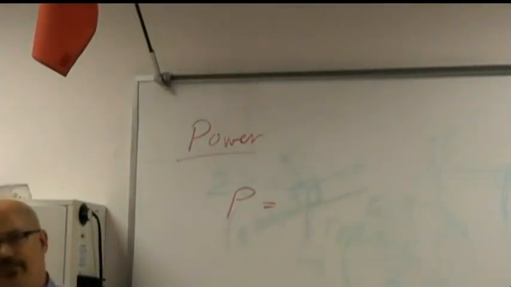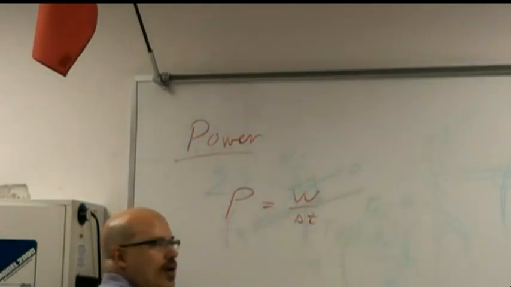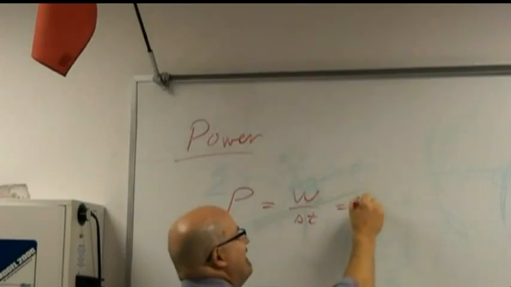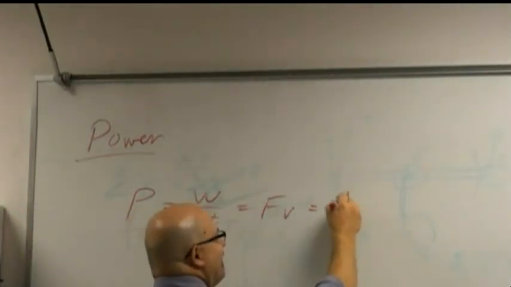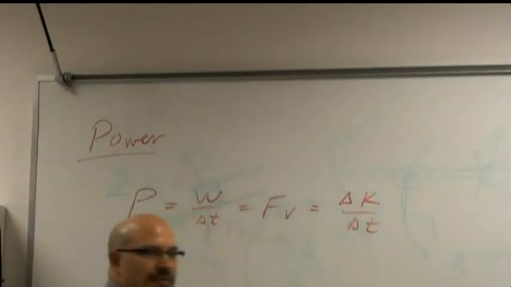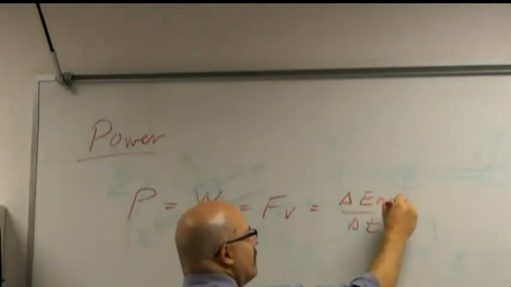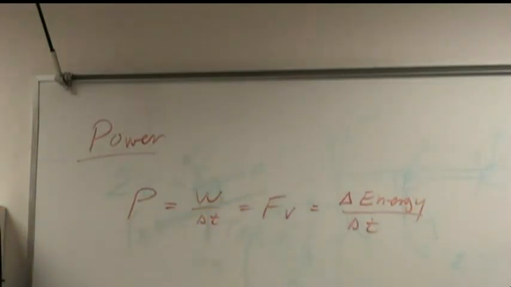Power. Okay, last year, what was power? Work over time, the rate at which work is done. What else was it last year? F dot v. Yes, we have an F dot v in there. What else? Change in kinetic energy over change in time. Actually, it could be change in any type of energy. So essentially, it's the rate at which work is done or the rate at which energy is changing. That's really the same thing, because remember that work is a change in energy accomplished by a force.